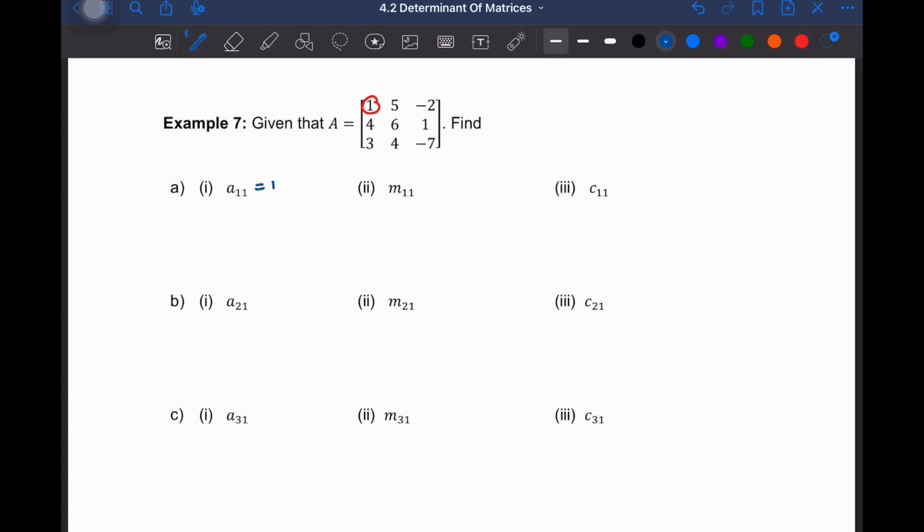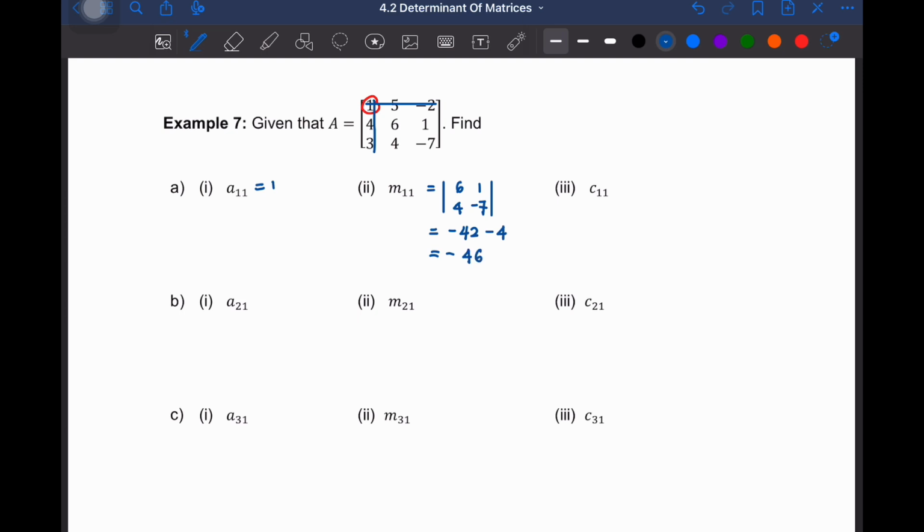And then we need to find M11. M11 means that you delete the first row and the first column. So we will have modulus 6, 1, 4, negative 7. Then calculate the determinant. So 6 times negative 7 is negative 42, and then minus 4, you will have negative 46.